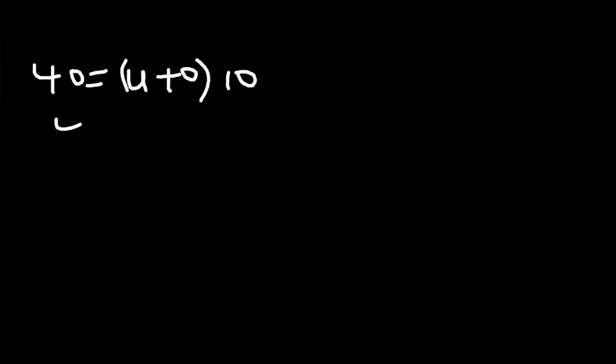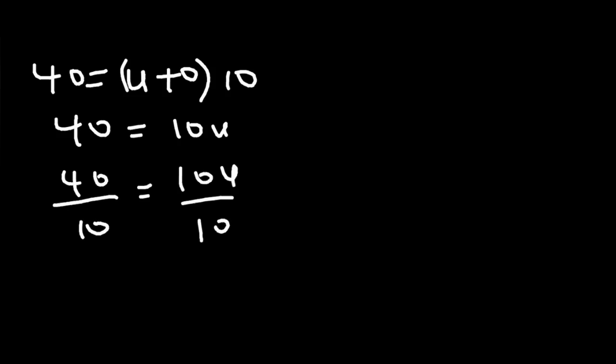Let's take the new slide. So that we have 40 will be equal to (U plus 0) multiplied by 10 as we obtained earlier. And we have 40 equals 10U, since 10 multiplied by 0 will be 0, and 10U plus 0 will give 10U. Dividing both sides by 10, we shall have 40 divided by 10 equals 10U over 10. And this gives us U equals 4 meter per second. That means the initial velocity of the body before it was brought to rest was 4 meter per second.